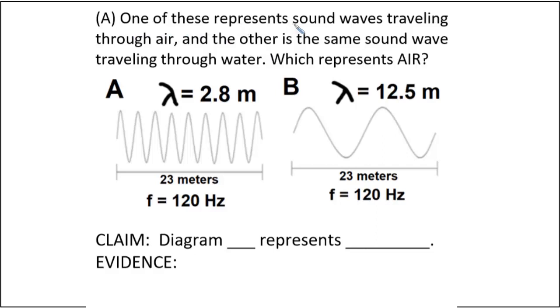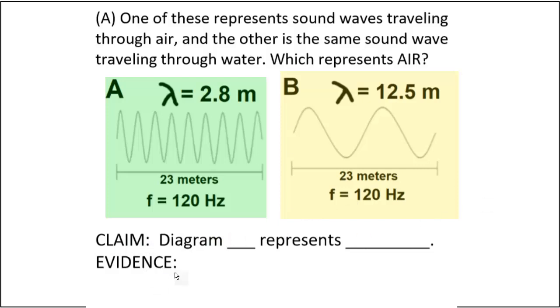One of these waves represents sound waves traveling through air, and the other is the same sound wave traveling through water. And so these are the pictures of the waves we have. We have wave A, and we have wave B. Then we have the claim. The claim diagram, A or B, represents air. Okay, so the answer we're going to actually do later after we do the reasoning.